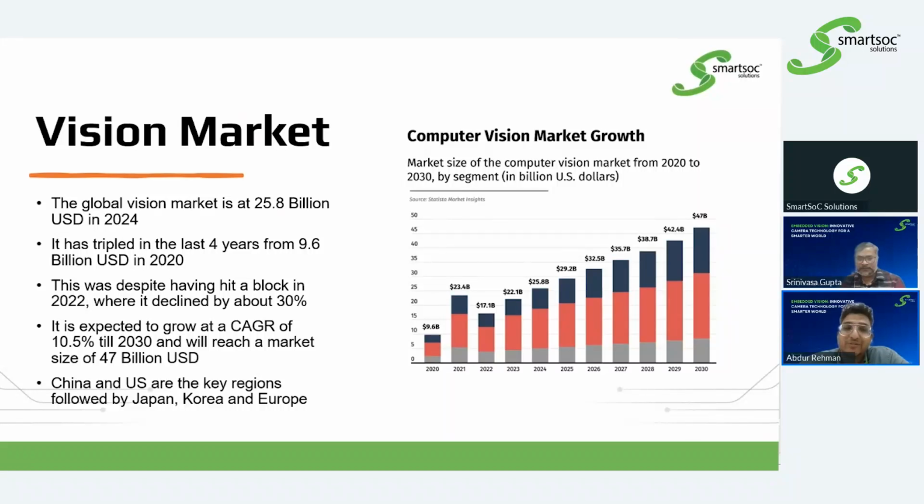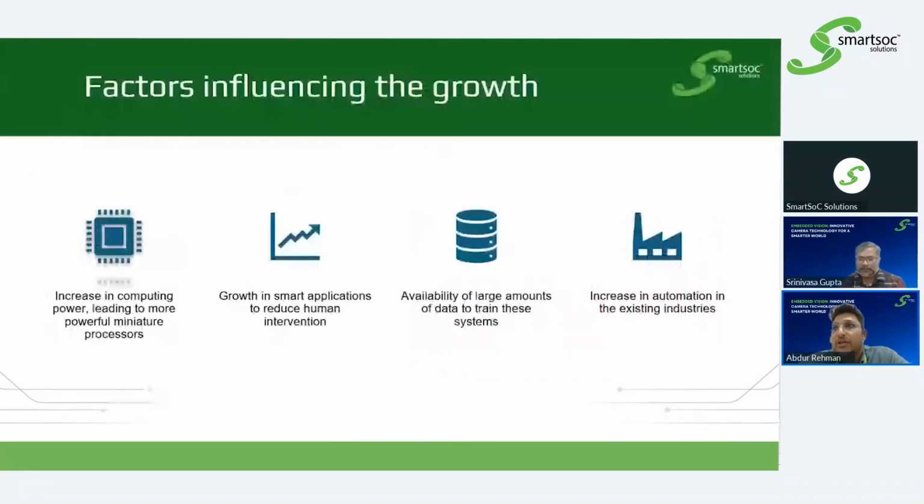Understood. Great. So what are the factors that are contributing to this growth? When we say it is going to triple in a few years' time, it is going to hit, say, 45 to $47 billion by 2030. The CAGR also seems to be about 10%. What is it that is driving this market to grow at this level? So there are various factors. We can see four prominent ones.